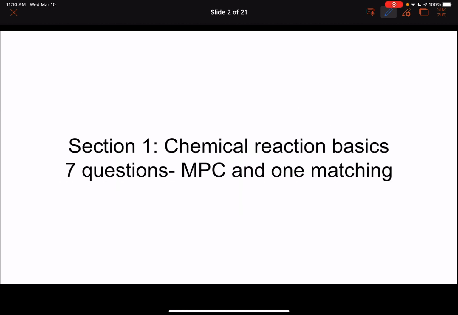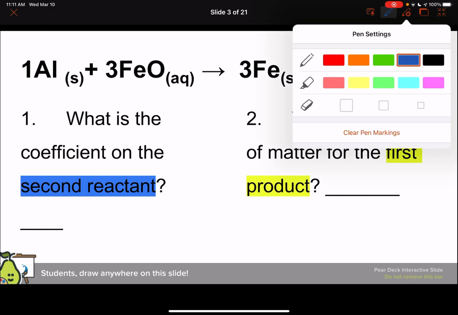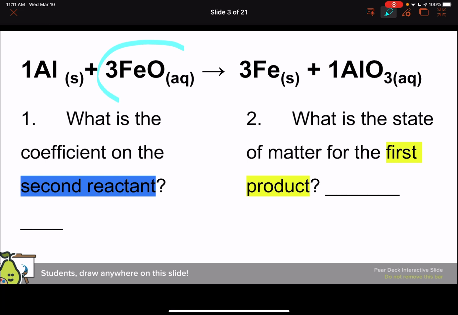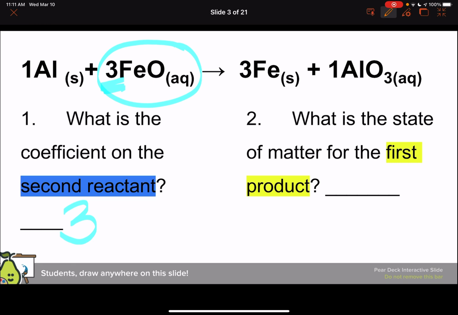So in section 1 we're going to see there are 7 questions that are multiple choice and 1 matching on the basics that we've been going through. So with number 1 we saw, what is the coefficient of the second reactant? We'll see our second reactant is right here because our reactants are on the left side. If we're looking for the coefficient, we would see that it's a number in front, which would be 3 for it.